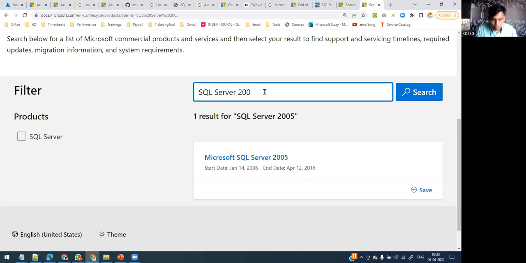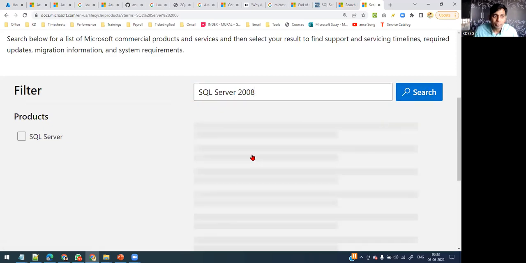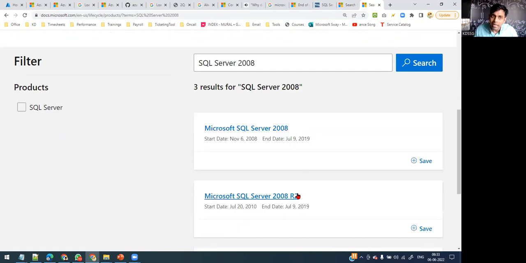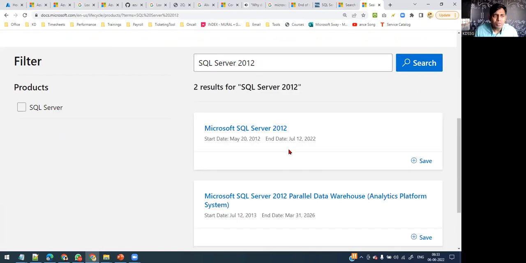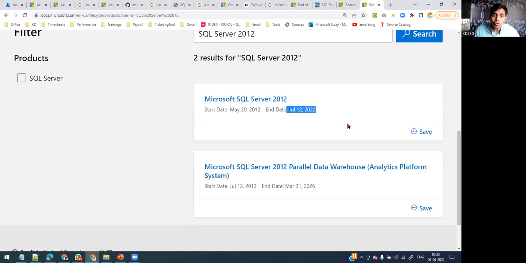And now, chalo, do 2008. SQL Server 2008 and 2008 R2 are the same family. 2019 it is dead, sir. 2009, that means both are dead products. So 2000, am I right? Yeah. Okay. So let's search for 2012, sir. 2012 somehow is still about to die in a month.